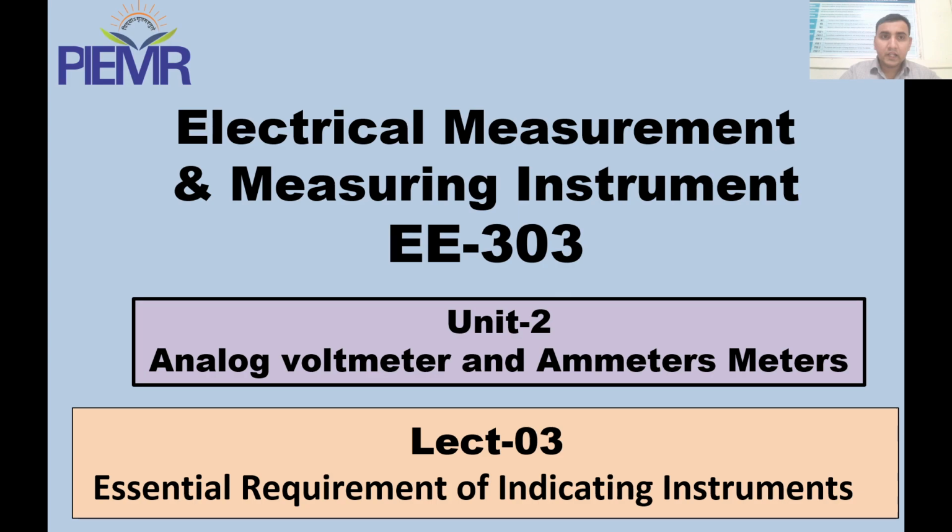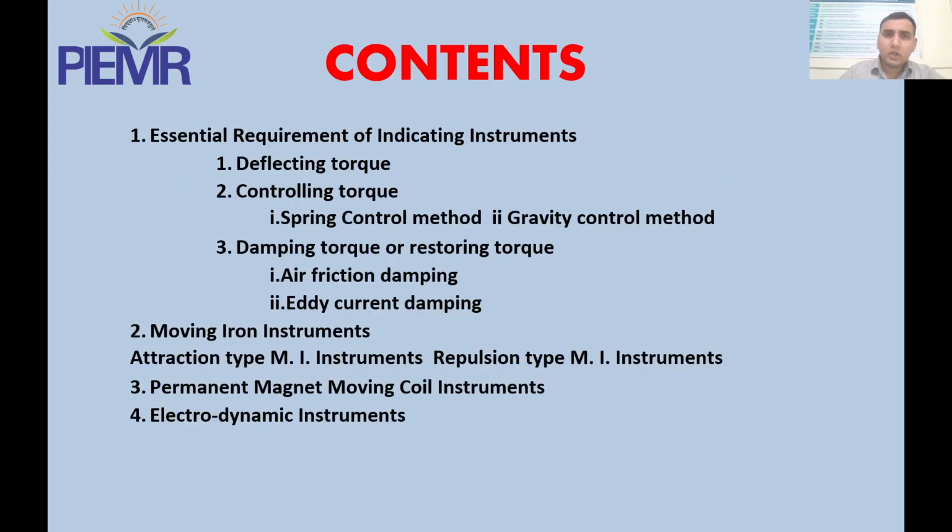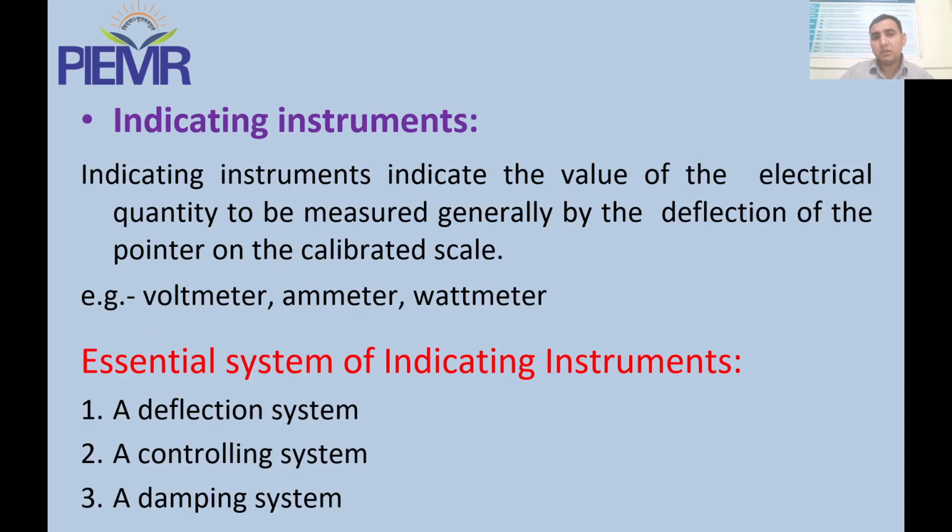Now, in this lecture, we will continue this part. In this unit we talk about the essential requirements of indicating instruments, like deflection torque, controlling torque, and damping torque, and continuing the lecture, moving iron instruments, PMMC instruments, and EMC instruments. Let's start with indicating instruments, which indicate a particular value on a calibrated scale. Examples are voltmeters, ammeters, and wattmeters.